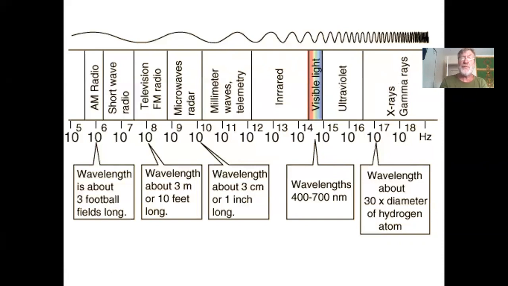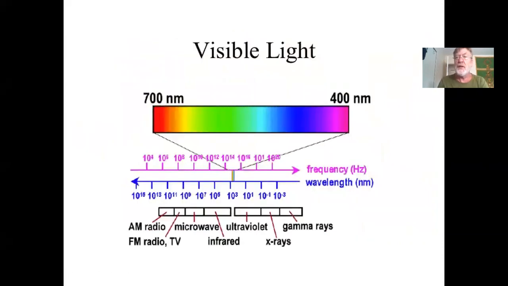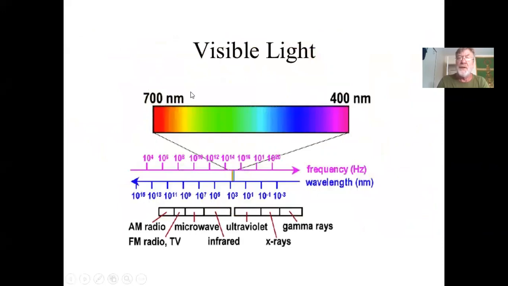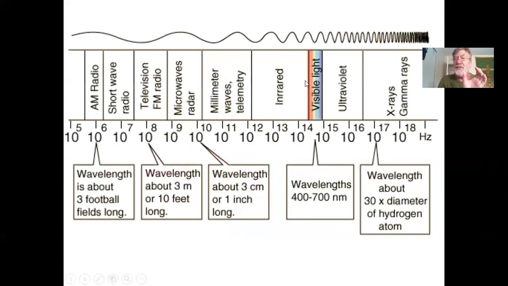Now let me explain to you, I'll show you another picture. Here's visible light. See this area in purple and pink and red? I'm blowing that up. Red is a low frequency light wave. Blue is a high frequency light wave. So within the visual range of light, red is the lowest frequency and blue is the highest frequency.